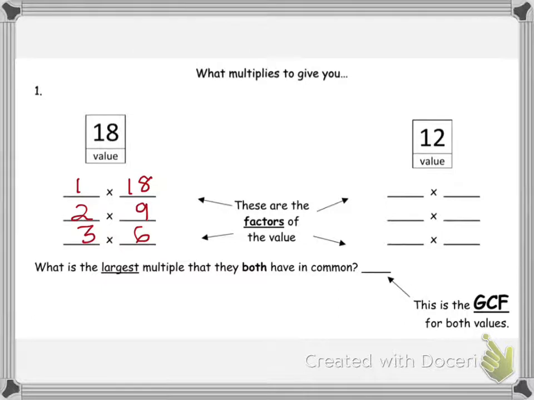And then when we list out all the values that multiply to give you 12, we'll have 1 times 12, 2 times 6, and 3 times 4. These are what you consider the factors of your value.